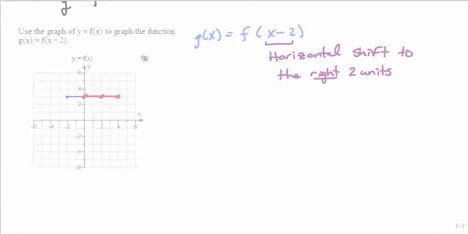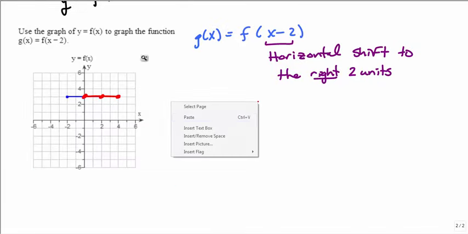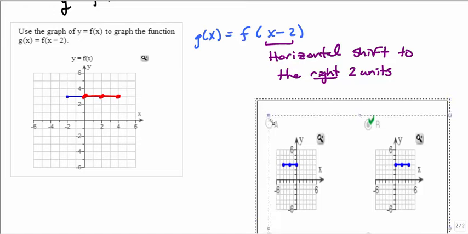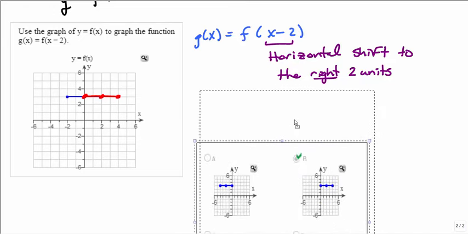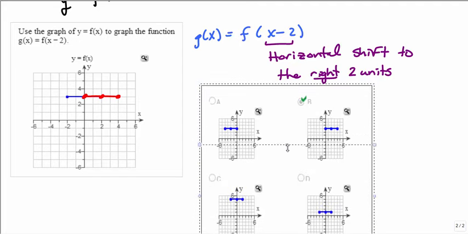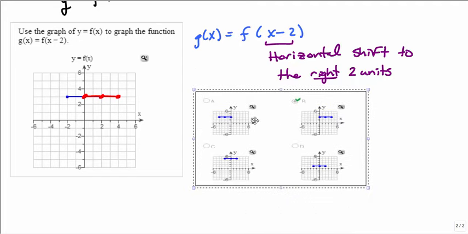We can see pretty clearly that once we shift those, it would definitely be letter B in this case, because all I'm doing is taking the values and shifting them 2 units to the right. It's within the argument, so I do the opposite. So that's this graph right here.